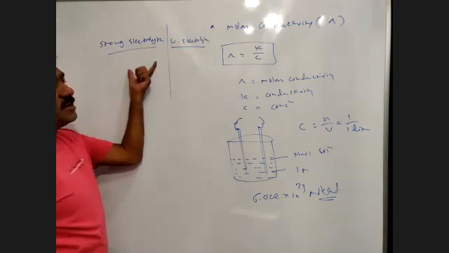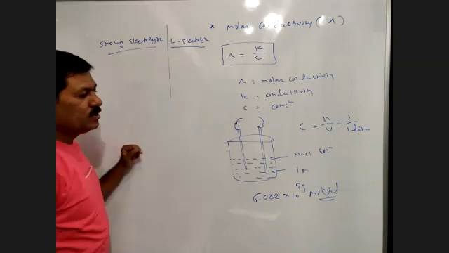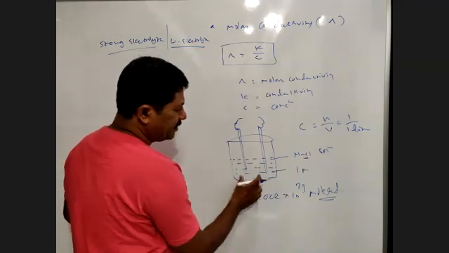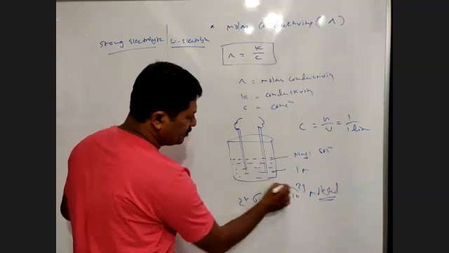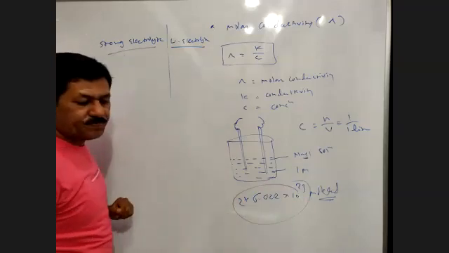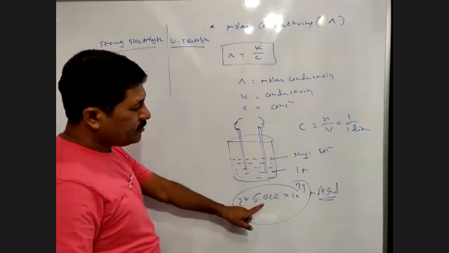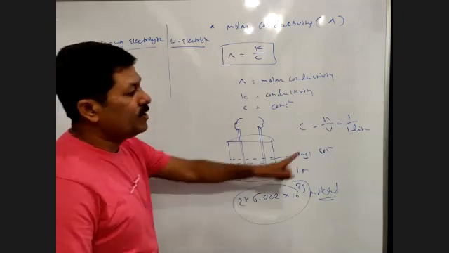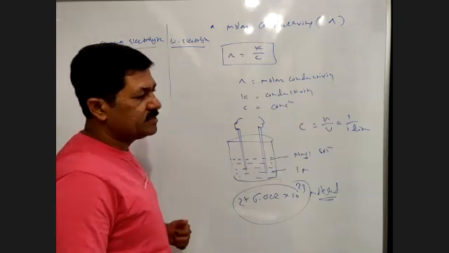Strong electrolytes dissociate completely. Suppose we are taking NaCl, it dissociates completely to produce 2 into this much ions. This many ions are produced, and that is nothing but the maximum ions which 1 mole of NaCl can produce.